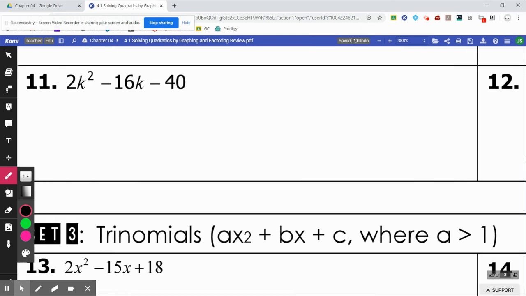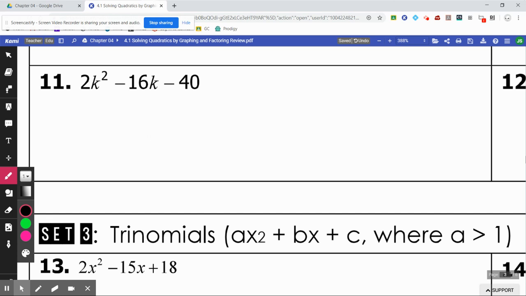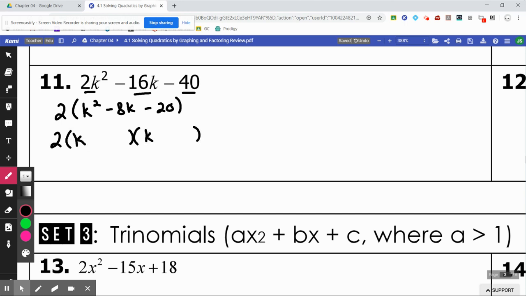Number 11. This does have a GCF, so we're going to factor the GCF out first. They share a 2. 2 times k squared gives me 2k squared. 2 times negative 8k gives me negative 16k. And 2 times a negative 20 is a negative 40. Two sets of parentheses. K times k, and notice I just brought that 2 down. K times k is k squared. Adds, multiplies would be a negative 10 and a positive 2.